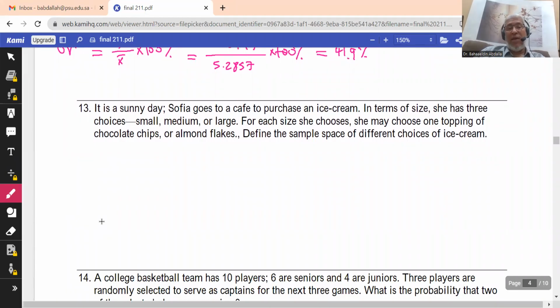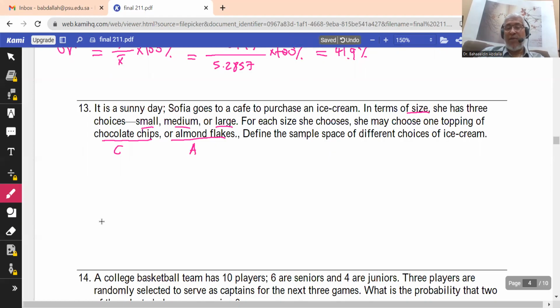It's a sunny day. Sophia goes to a cafe to purchase an ice cream. In terms of size, she has 3 choices. Okay, 3 choices of ice cream, either small, medium, or large size. And for each size she chooses, she may choose 1 topping of chocolate chips or almond flakes. Let me call this C and call this capital A, okay?